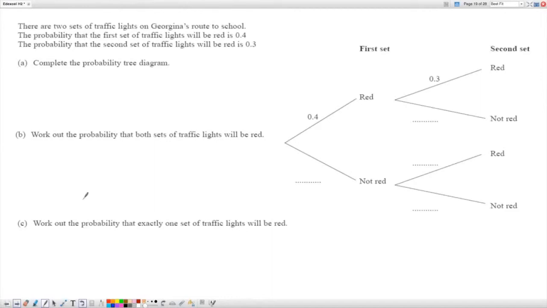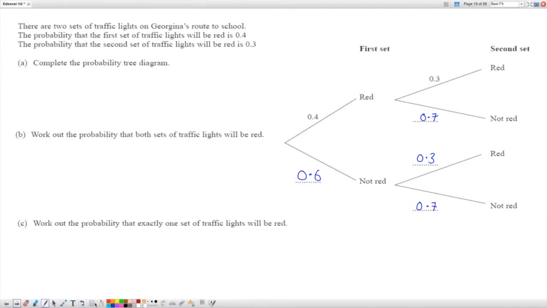There are 2 sets of traffic lights in Georgia's route to school. We've got the first set here and our second set. We're told that the first set, 0.4, this needs to add up to 1, so our value here must be 0.6. Similarly here, we have 0.3, so this must be 0.7. Branches must add up to 1. This repeats here, 0.3, 0.7.